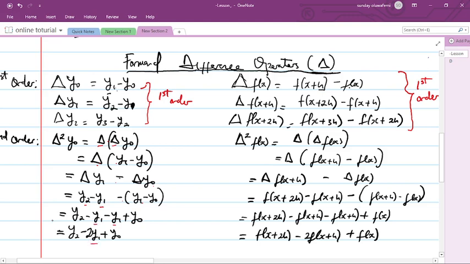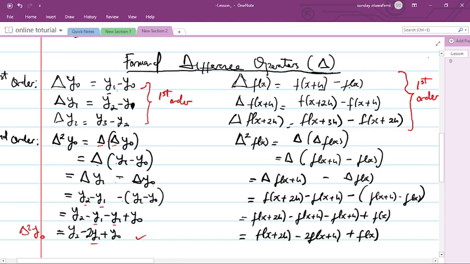So that means that the second order forward difference operator for y subscript 0 is equal to y subscript 2 minus 2 y subscript 1 plus y subscript 0. So what happens if our function is given in the form of f subscript 0?